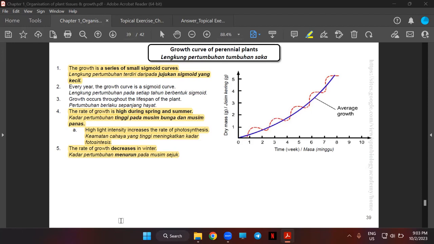In Malaysia, how does the rate of growth decrease? The rate of growth decreases in Malaysia due to heavy rain. Heavy rain that occurs for a few days, because the rain causes the temperature to decrease. Bila temperature decrease, dia boleh give effect to the enzyme activity. Arisha, get the point? Good. Right.